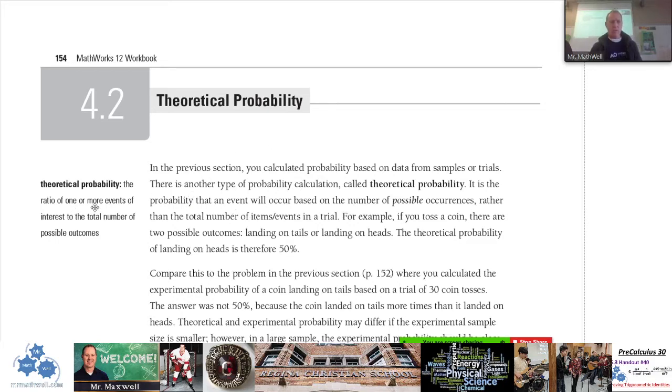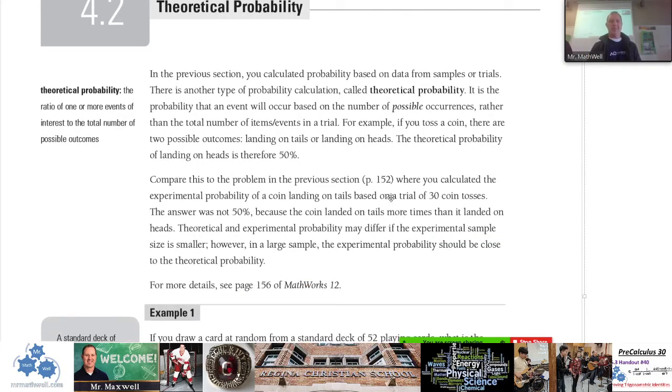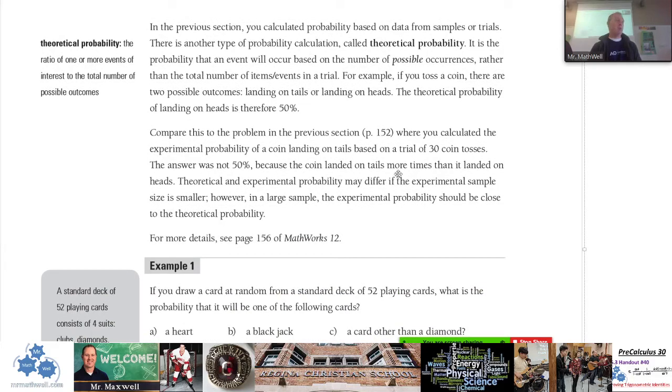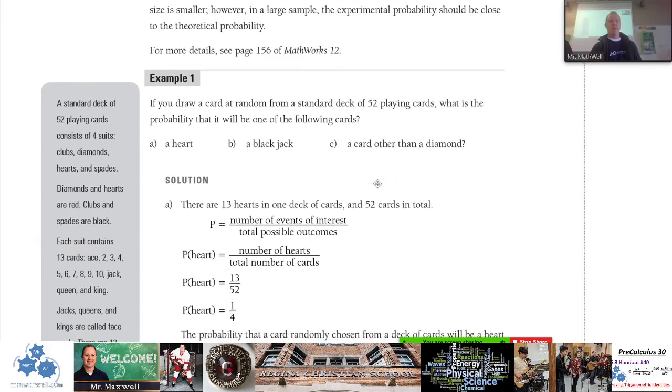Now what does this say? The ratio of 1 or more events of interest to the total number of possible outcomes. Okay? I like my version better. The expected probability based on the nature of the situation. I think you guys understand that.